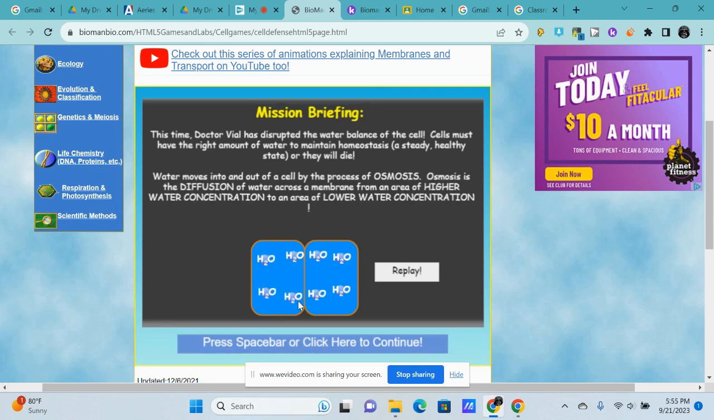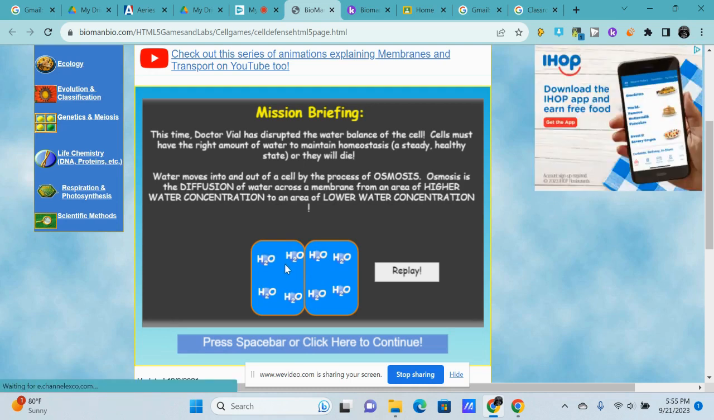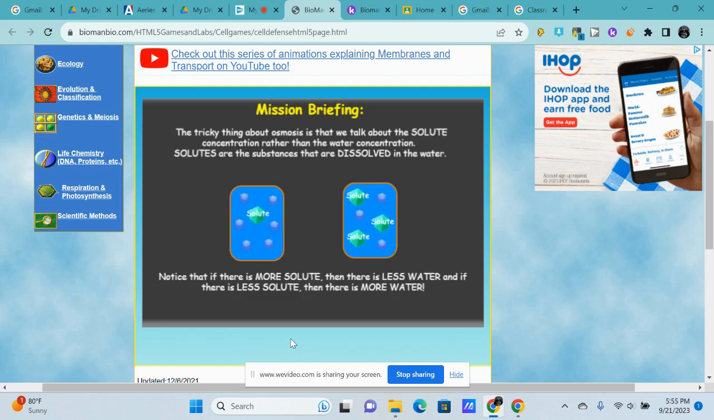So look, there's 1, 2, 3, 4, 1, 2, 3, 4. So the movement of water across a membrane from high concentration to low concentration, it's a form of passive transport because it does not require any energy. Notice that if there is more solute, then there is less water, and if there's less solute, then there's more water. All right, you guys are not going to understand this right now, but you can see this.